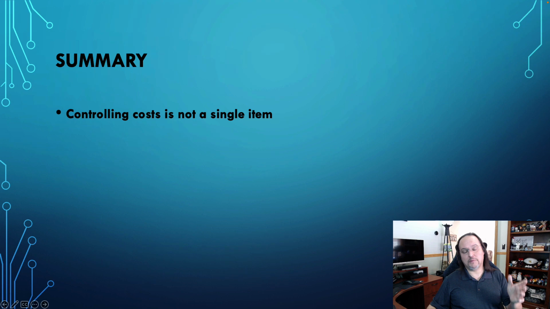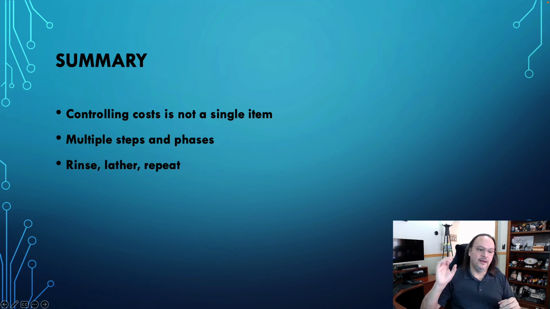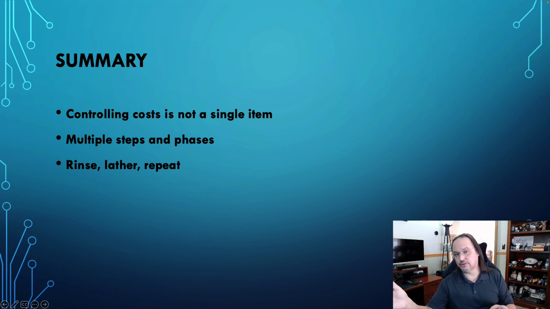Okay, so in summary, controlling costs, it's not a single item. It is multiple things here. It's multiple steps, it's multiple phases. You have to be able to walk up and down through all of these things and look at these different pieces and these different levels to be able to control these costs. I use the rinse, lather, and repeat comment here. This is something you're going to have to do continually. You can't just optimize everything today and then not worry about it for the next 6 months or a year.